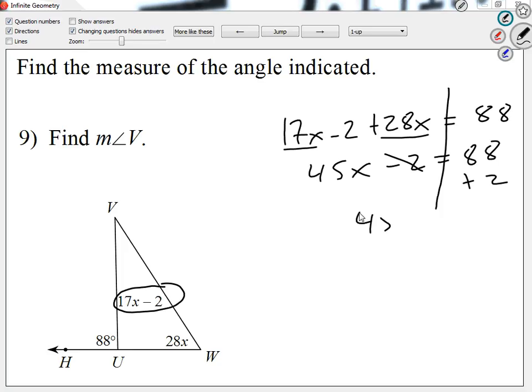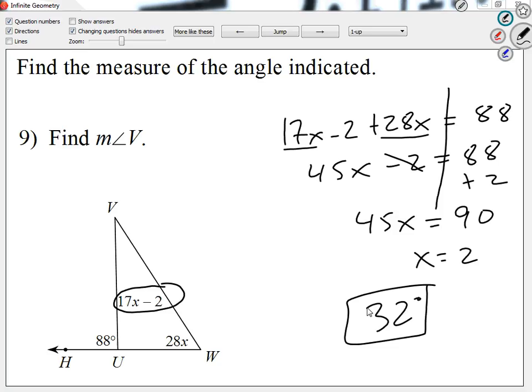So we get the 45x. How much is 88 plus 2? 90. If 45x equals 90, what's x? 2. Alright, now that we know the value of x, plug it in angle B. 17x minus 2. So go 17 times x minus 2. How much is that? 32. Alright, so our answer is 32 degrees. Once again, here I'm asking you guys to solve for x and then plug it in.